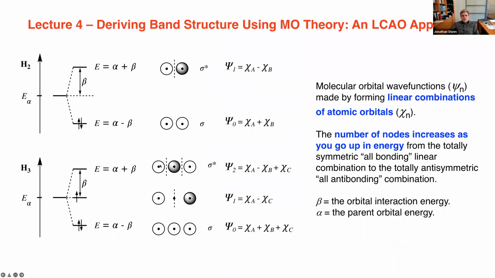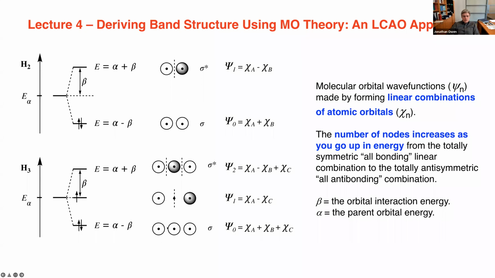Now, if you take three hydrogen atoms and put them together in a line like this, and you do this same experiment, they overlap with each other, and you end up with three MOs. But this time, you've got one down here that's the all bonding combination, no nodes at all. And as you go up to the second and the third, you add a node. And you add a node in a way that symmetrically splits up the thing.